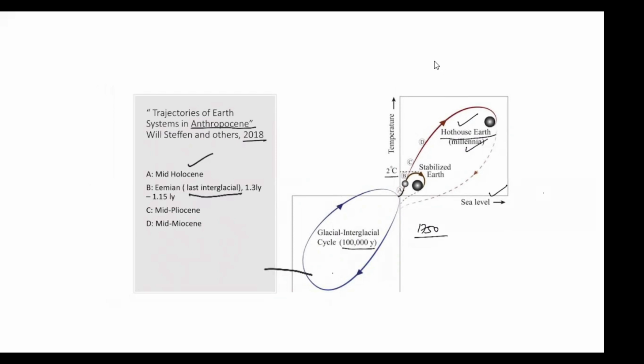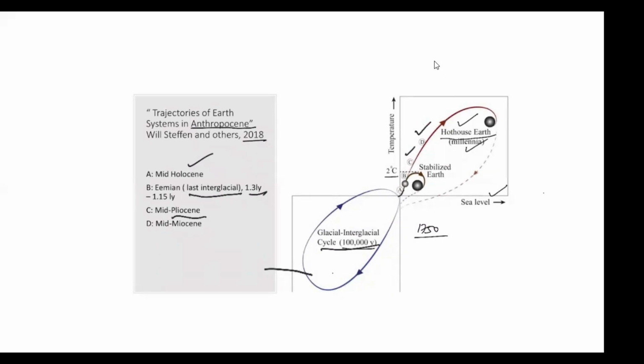The last interglacial took place between 1.3 lakh years and 1.15 lakh years. So the last interglacial period was high. The temperature was not seen in the last 1 lakh years. So we may reach this last interglacial and then mid-Pliocene and then mid-Miocene and then hothouse Earth.